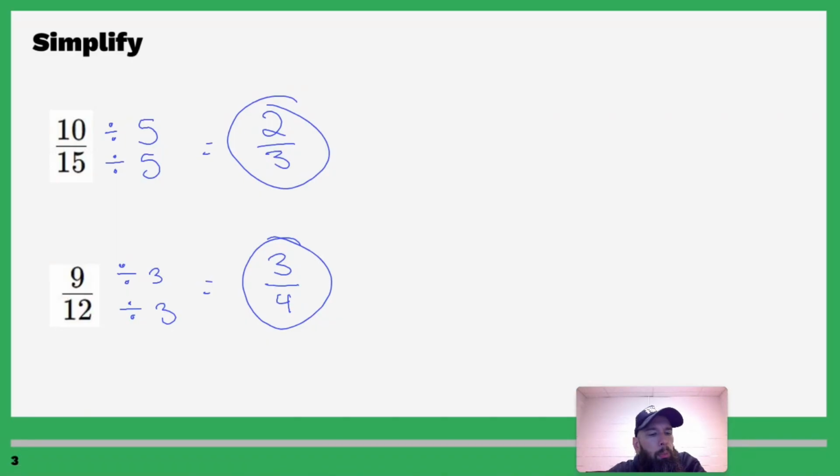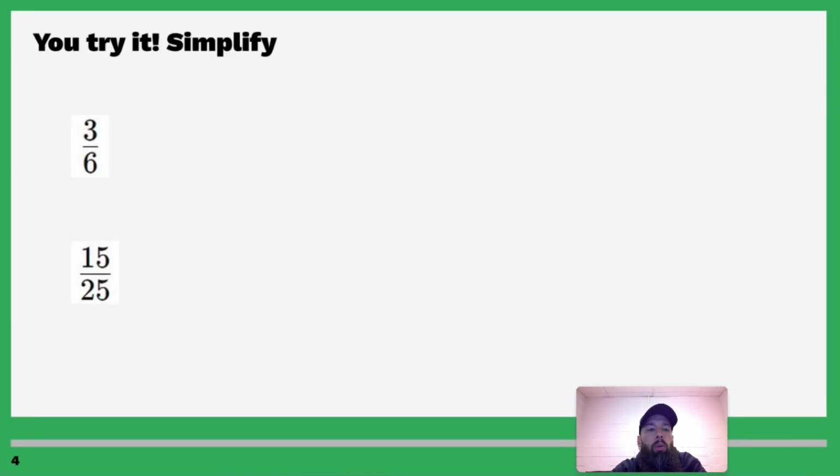So you, boys and girls, try it on your own. Once the screen loads up, you try it on your own. Ask yourself, can I divide by 2? Can I divide by 3? Can I divide by 4? Can I divide by 5? You work your way up and see what you can come up with. Pause the screen, use your scrap paper to try this out. Come back when you're ready.